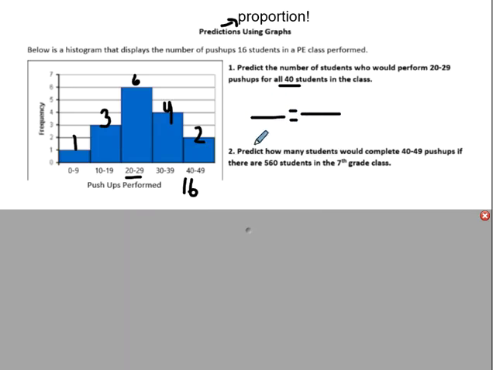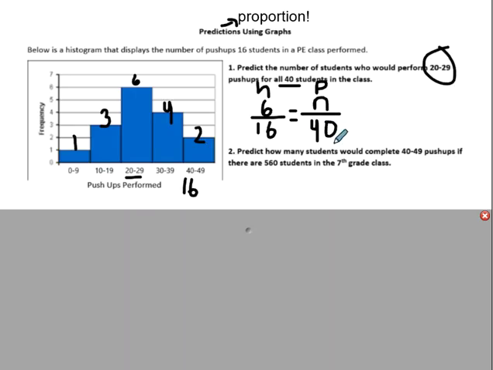The first ratio I want to use is going to talk about my histogram, my data from my histogram. So I'm going to write H here for histogram. So the data for the histogram from this subgroup, 20 to 29. So there are 6 people in the 20 to 29 category out of a total of 16. Remember, we always do part to whole. Then it asks us to predict from, so this is our prediction. I'll just write P for prediction. We don't know how many people did 20 to 29 push-ups, but we know that there are 40 kids total in the class.